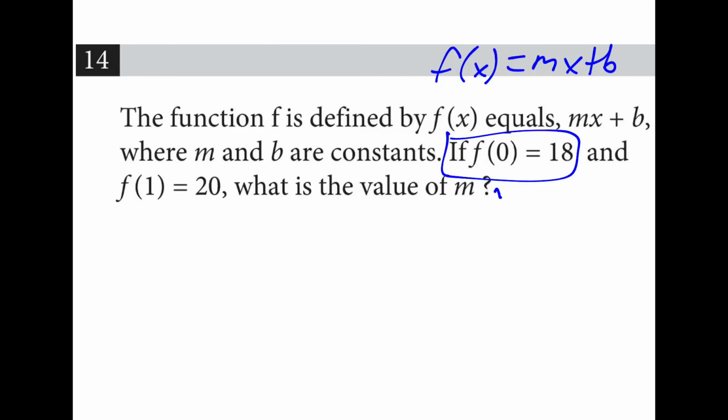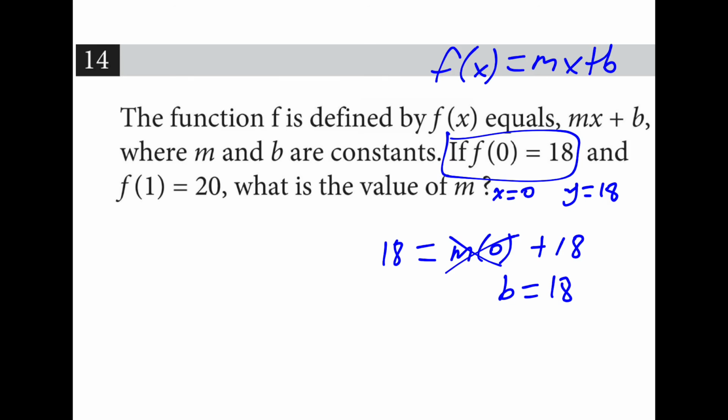For this one, we're going to plug in that x is equal to 0 and y is equal to 18. If we do that, we get 18 is equal to m times 0 plus 18. So 0m just goes away, and this tells us that our b value is equal to 18. So then when we plug in over here that x is 1 and y is equal to 20, we have a b value, so we can plug in all of these and figure out the missing m. 20 is equal to 1m plus 18.